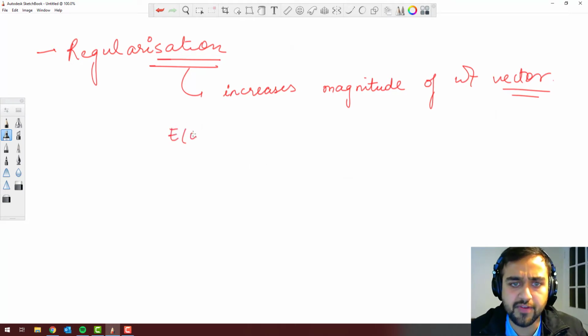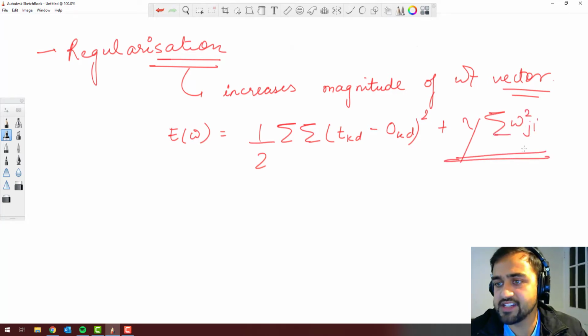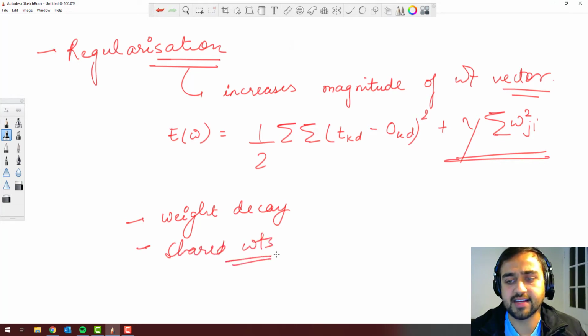Right. So I think we have seen it before. It is given as half gamma sigma w square. Don't get confused by double sigmas. This is just because it's between two layers. Right. So this additional term increases the magnitude of our weight vector so that our model does not overfit. Right. So there are other ways that can be used, such as weight decay and shared weights, etc. All of these techniques can be used in order to stop our models from underfitting or overfitting.